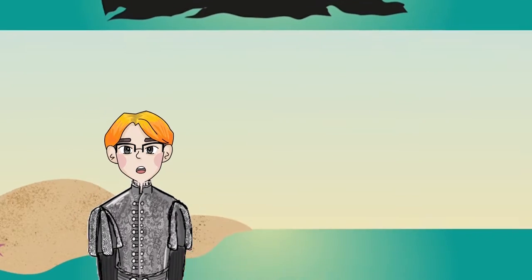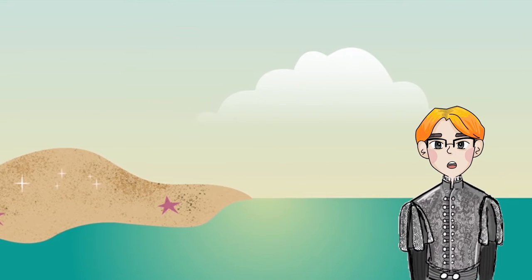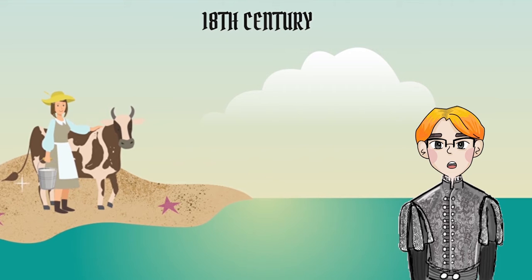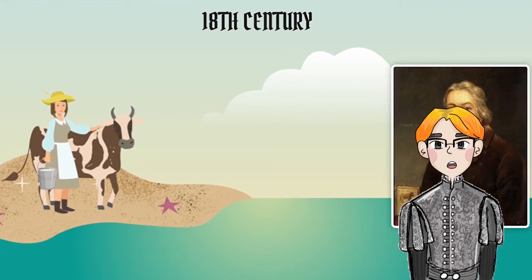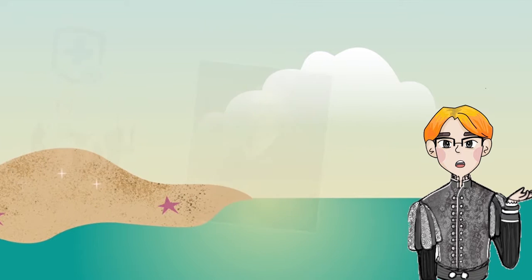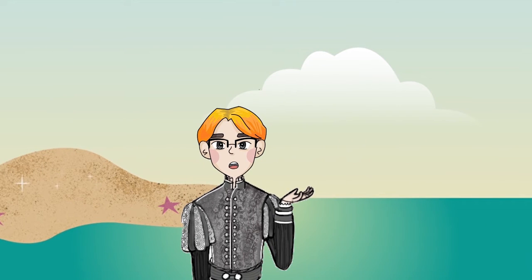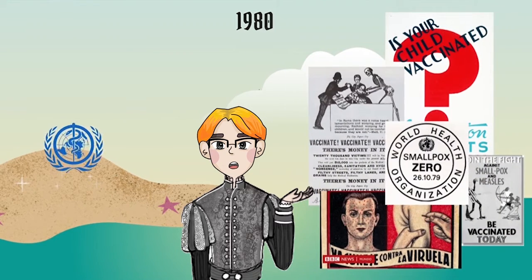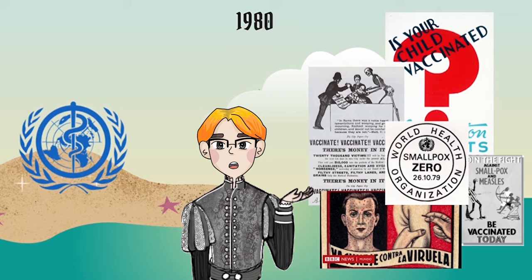Finally, in the late 18th century, a milkmaid shared some game-changing folk wisdom with English doctor Edward Jenner, that having caught the relatively mild cowpox from a cow, she was immune to smallpox. It took a while, but smallpox was declared officially eradicated worldwide in 1980 following a global vaccination campaign conducted by the World Health Organization.